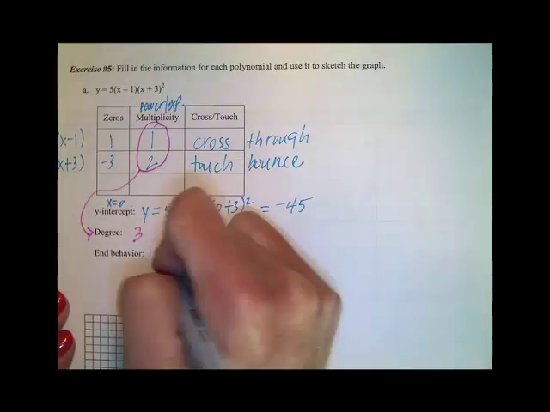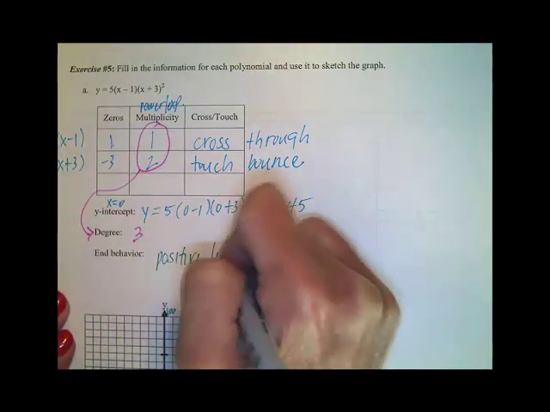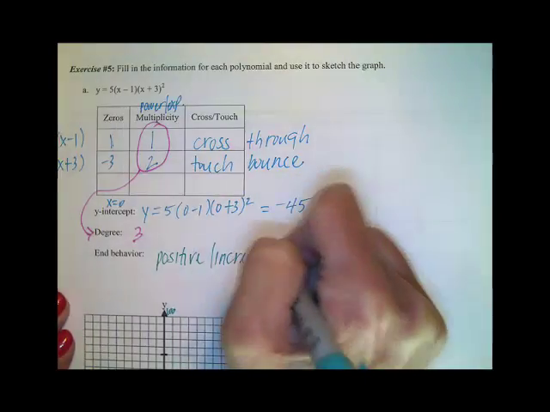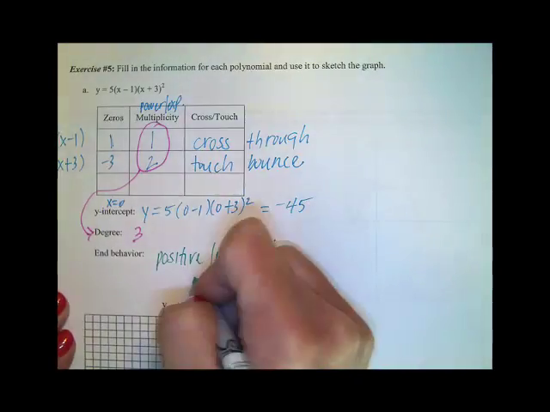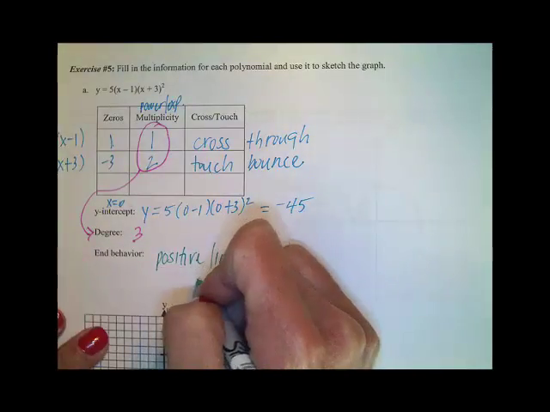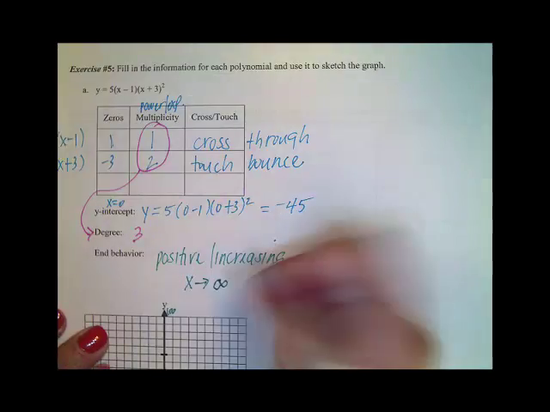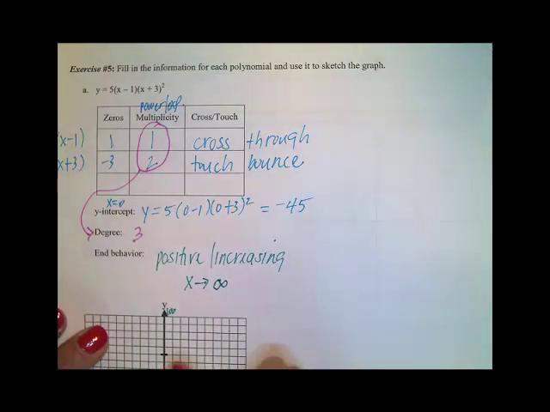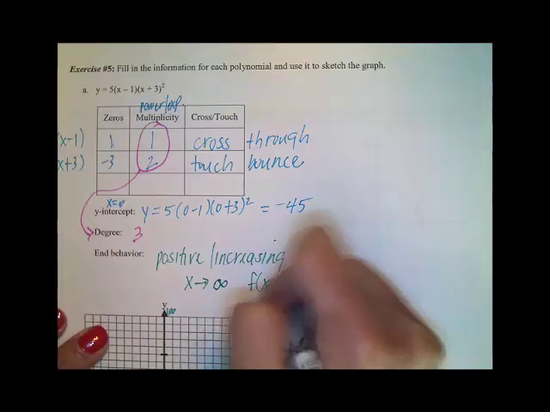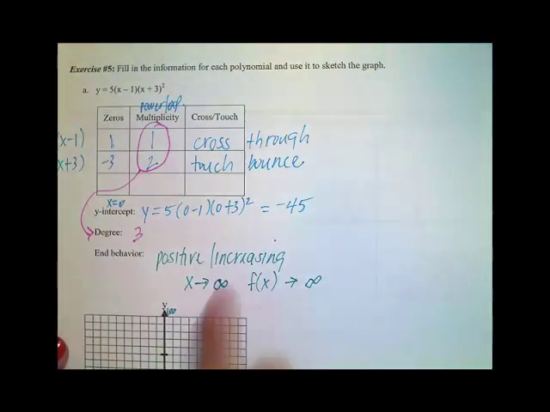Okay. So our end behavior, how we're going to notice our end behavior is always to the right, and it is positive or increasing, and we are going to write it as, how do we want to write this? X approaches positive infinity, so x is going this way. What is happening to f of x? F of x is approaching positive infinity. It's going up. Okay, hope that makes sense.